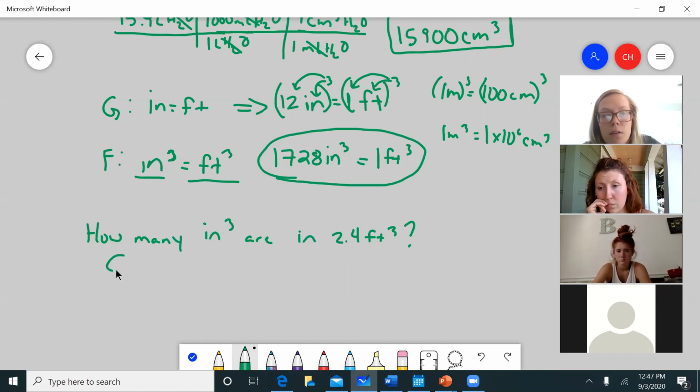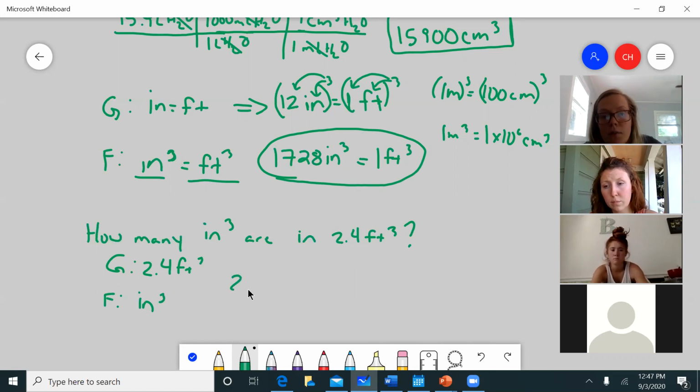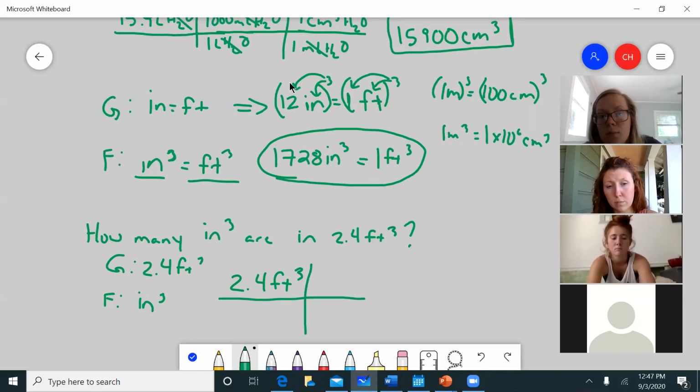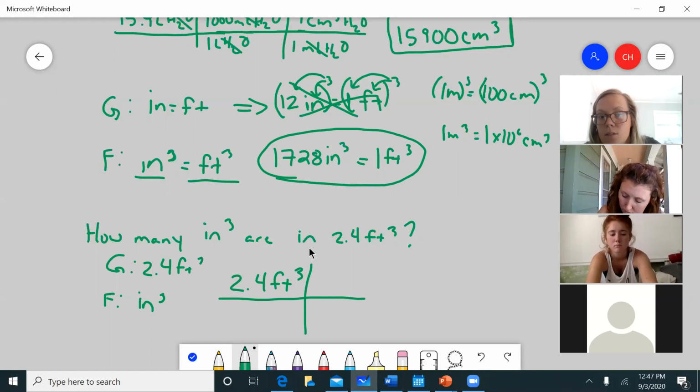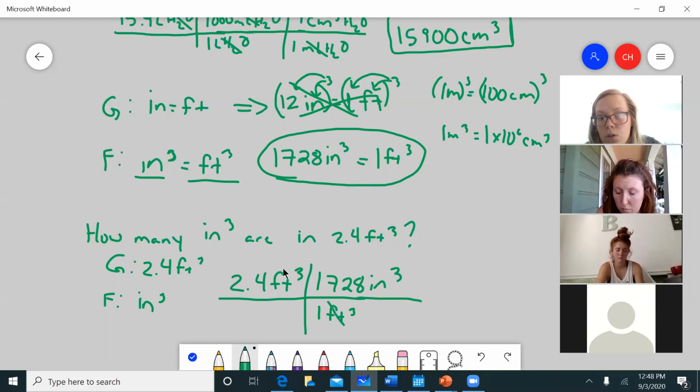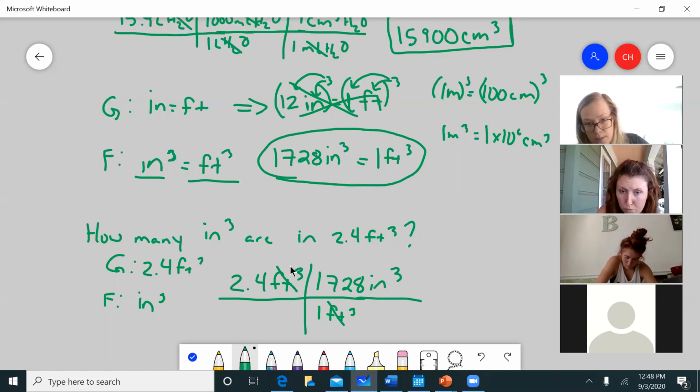We start with our given, which is 2.4 feet cubed. We're trying to find inches cubed. You can't use this one. You have to use this one, right? Because it's to the 3rd power. So we know for every 1 foot cubed, we end up with 1,728 inches cubed. The foot cubed will cancel, and we take our 2.4 and multiply it by the 1,728.